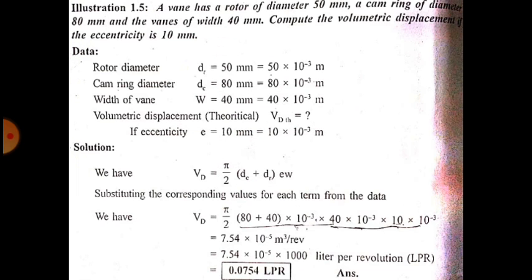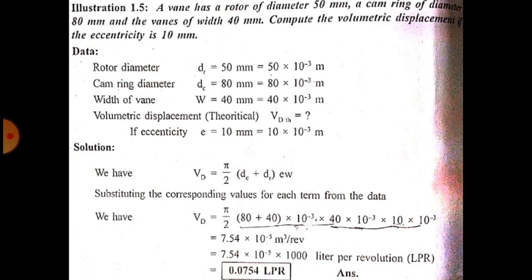Next we will solve one problem. A vane pump has a rotor of diameter 50 mm, a cam ring of diameter 80 mm, and vanes of width 40 mm. Compute the volumetric displacement if the eccentricity is 10 mm. So the rotor diameter is given, Dr is equal to 50 mm, the cam ring diameter Dc is equal to 80 mm, and the width of the vane W is 40 mm.